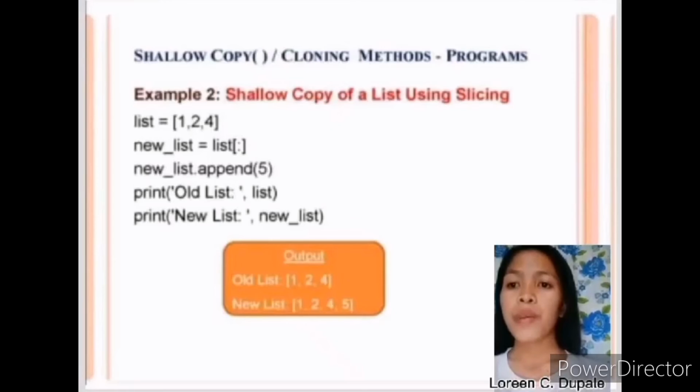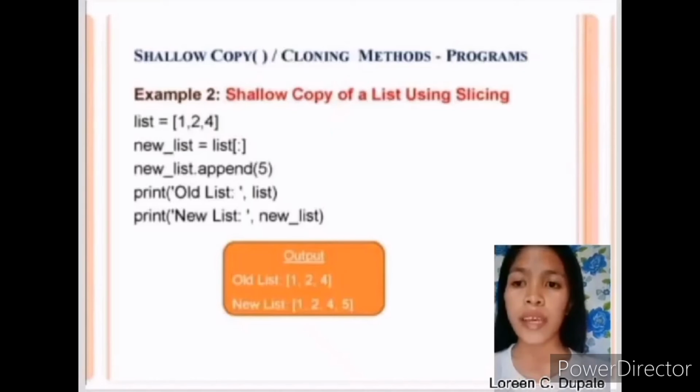The example of shallow copy: list equals 1, 2, and 4. New list is equal to list. New list.append(5). Print old list. Print new list, and the output is: the old list is 1, 2, and 4, and the new list is 1, 2, 4, and 5.